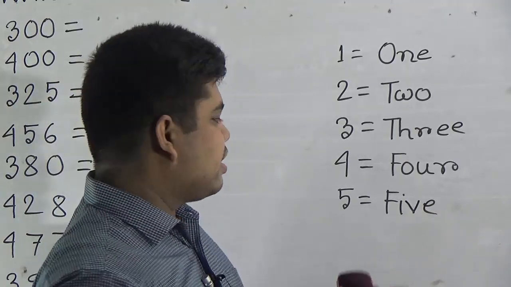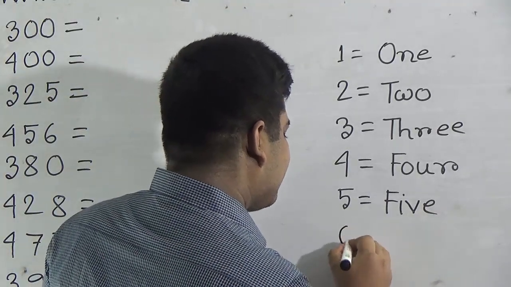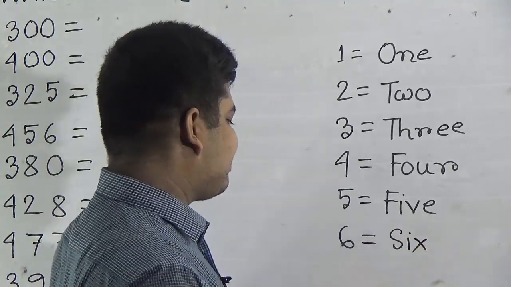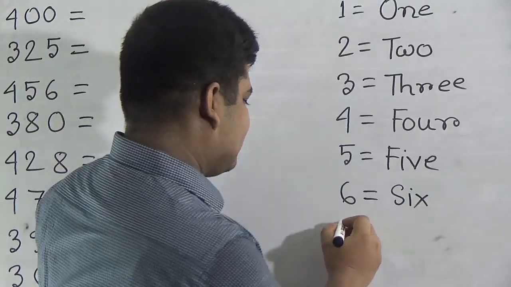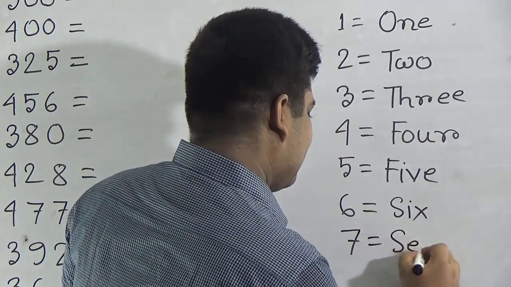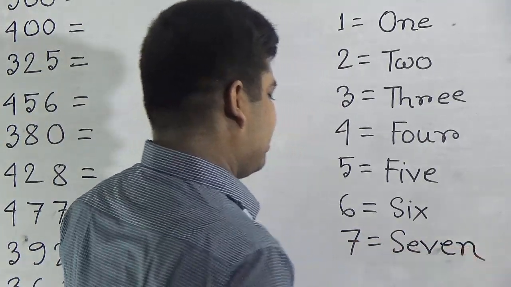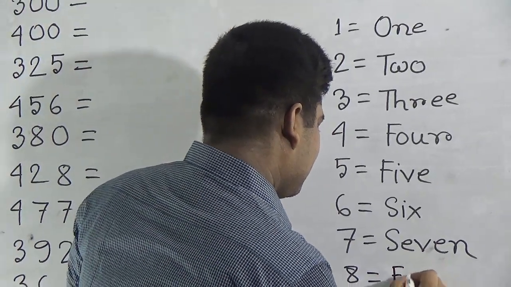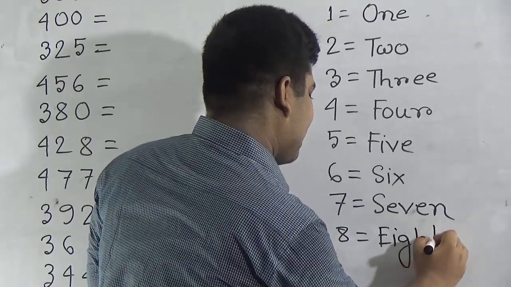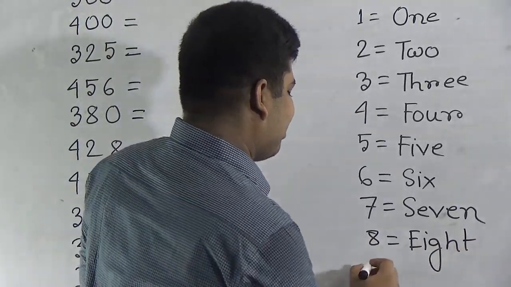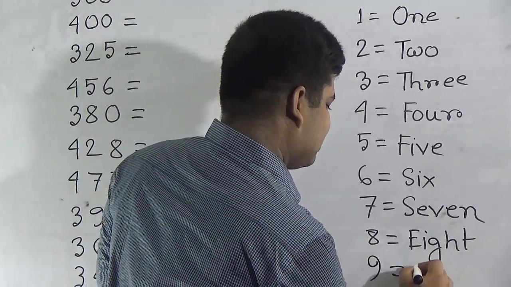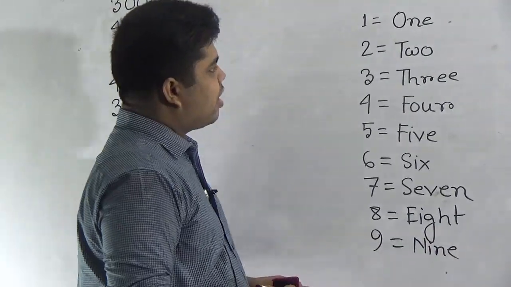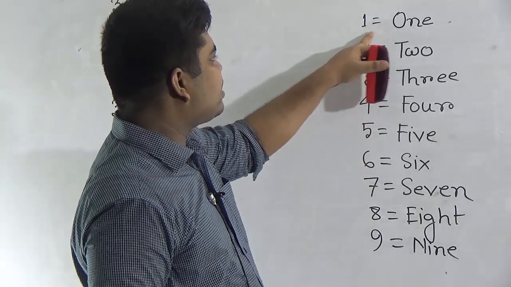The spelling of 5 is F-I-V-E. The spelling of 6 is S-I-X. The spelling of 7 is S-E-V-E-N. The spelling of 8 is E-I-G-H-T. The spelling of 9 is N-I-N-E.